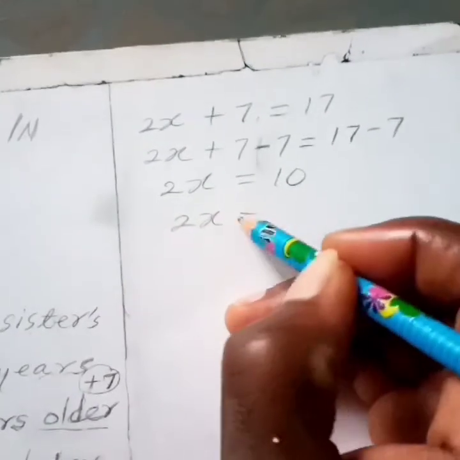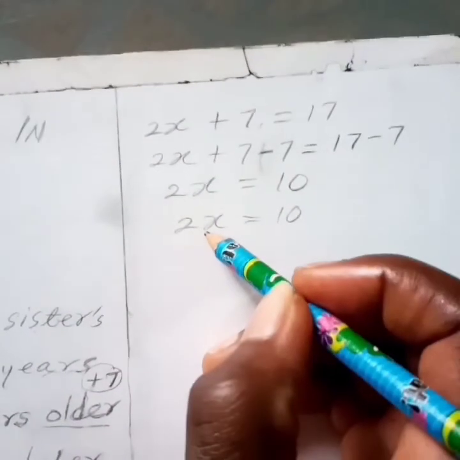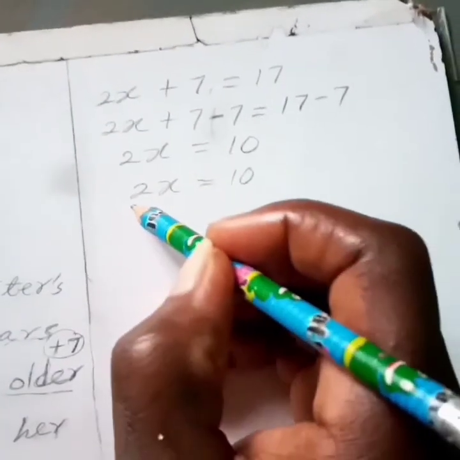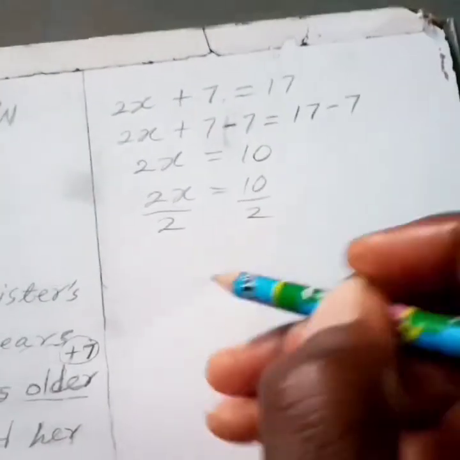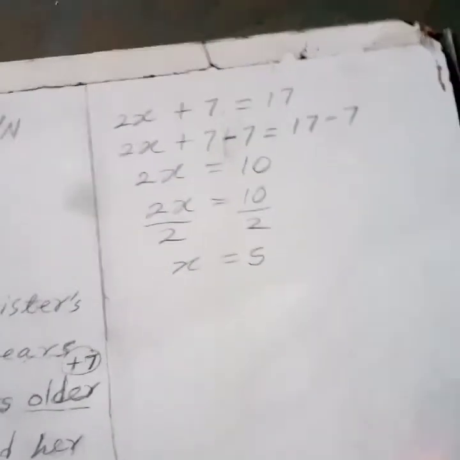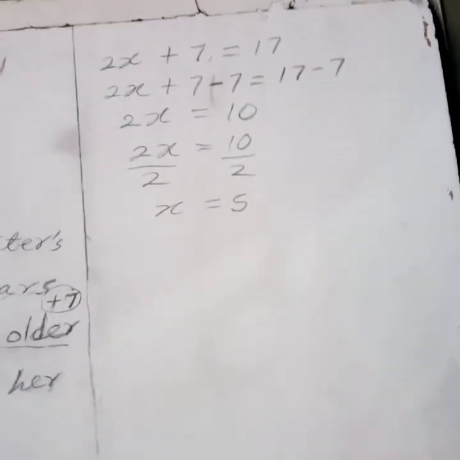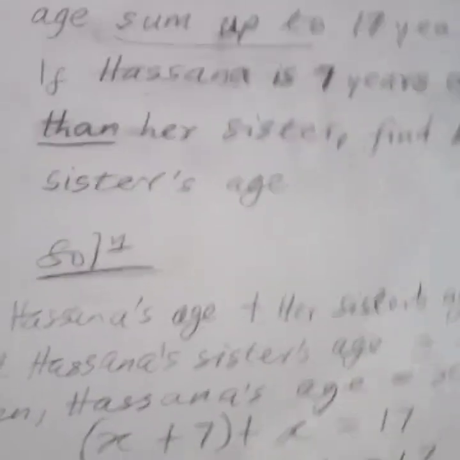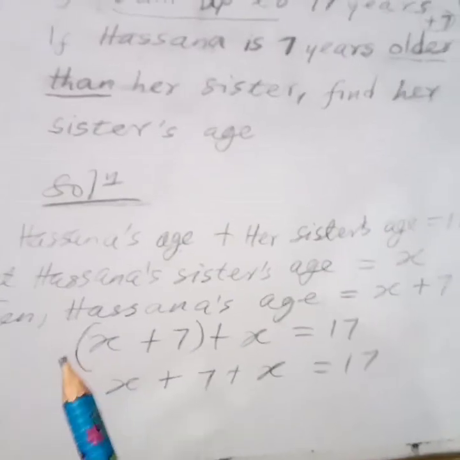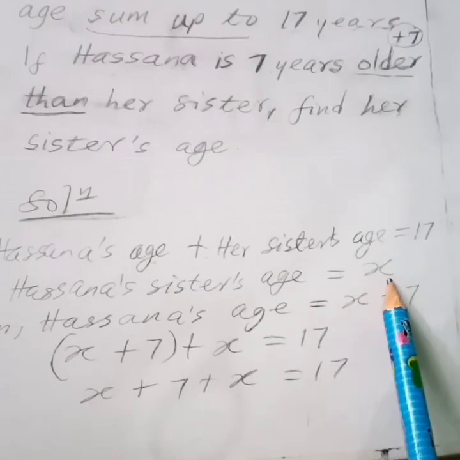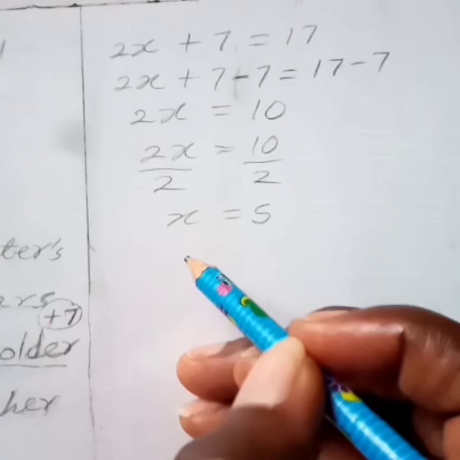Now we need the value of S, meaning the coefficient of S must be 1, not 2. So we divide by 2, so that we get S is equal to 5. What is the S here representing? From our data, we said that Hasana's sister's age is equal to S, meaning that this S which is equal to 5 is the sister's age.